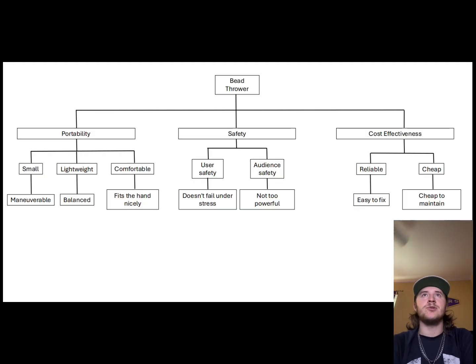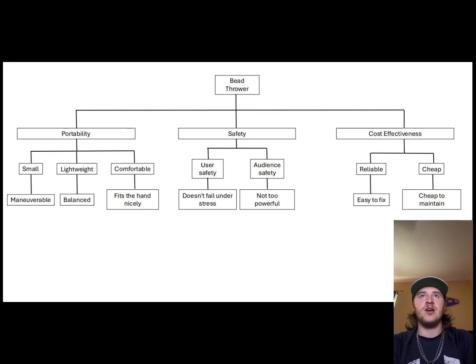So with our objective tree, it starts with our first idea being the bead thrower, and then the first subscript is the probability, and that breaks into three more, which are how small can it be, light, and can it be comfortable? And then those break up into, can it be maneuverable, balanced, and able to fit nicely while carrying? And then the other subscript is safety, and this splits into two, which go to user safety and audience safety.